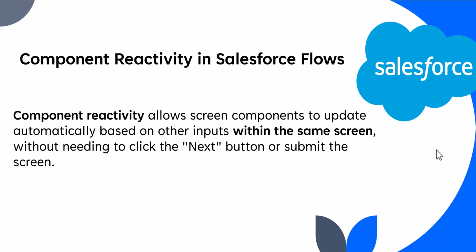So the component reactivity in the Salesforce screen flows allows specific fields on the same screen to update automatically. So with the help of component reactivity, a user can enter or change values without clicking the next button or submitting the screen. That means we can give input and see the updated changes in other fields on the same screen. So with this we can make the screen flow more interactive and dynamic.